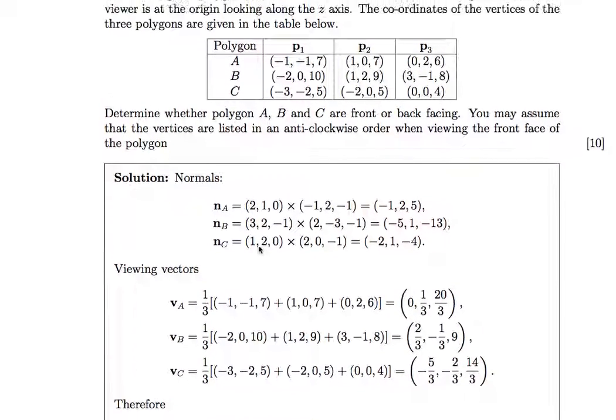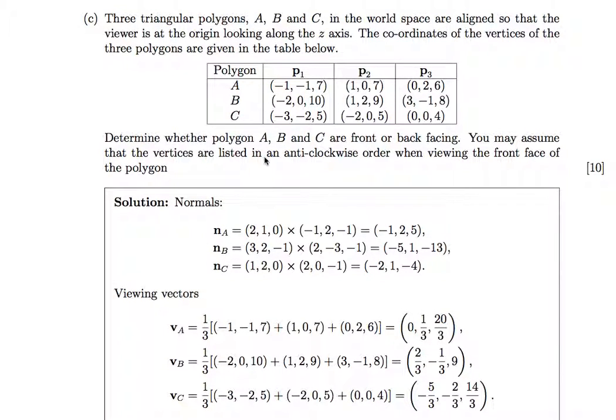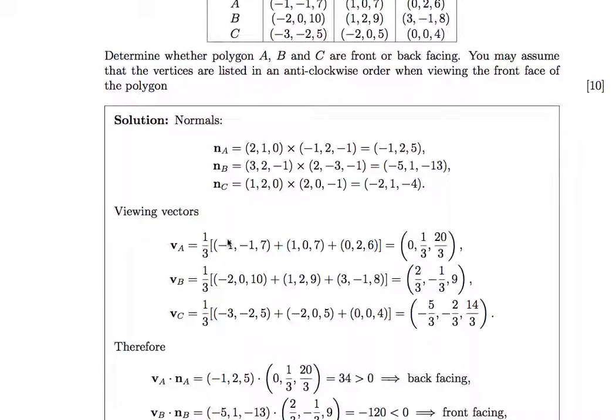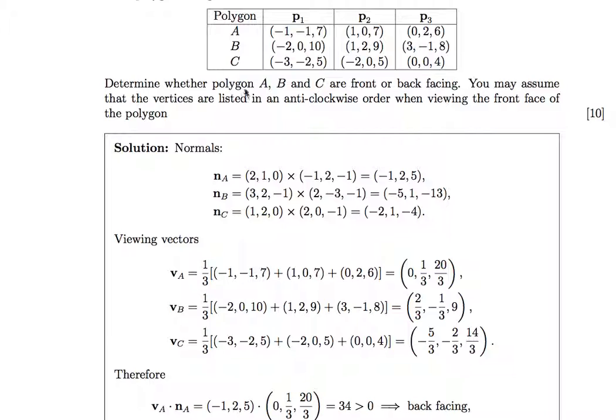The viewing vector, well, you're told that the viewer is at the origin. So the viewing vector is simply the centre of each of those polygons. To calculate the centre of a triangle, you simply add up the vertices and divide by 3. Okay, so these are the centres of each of the polygons, and hence they're the viewing vectors.